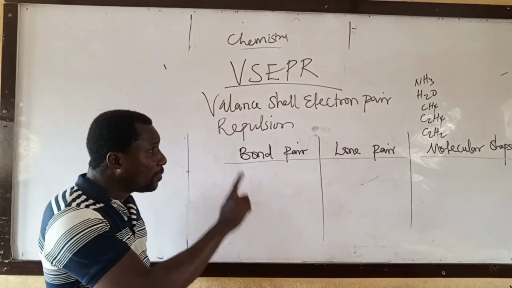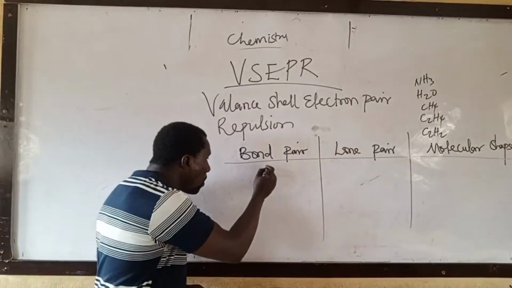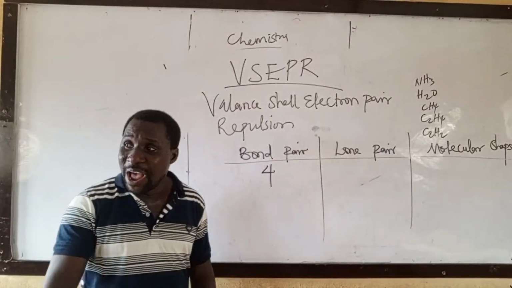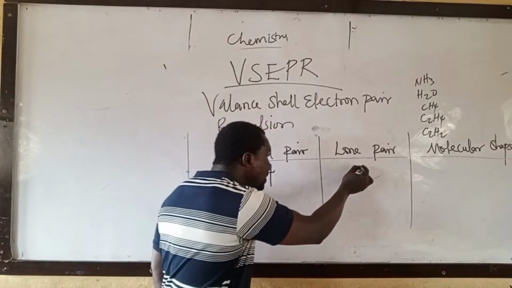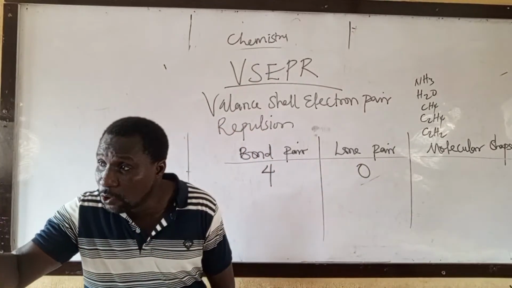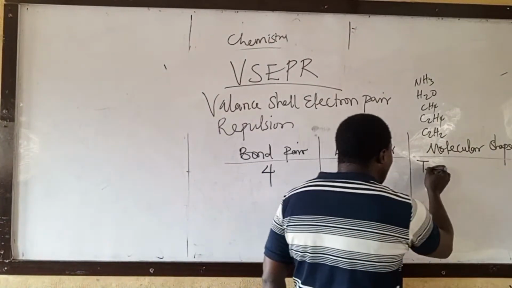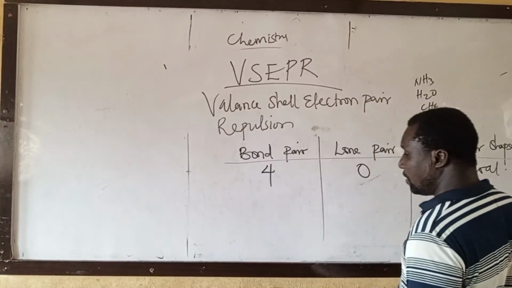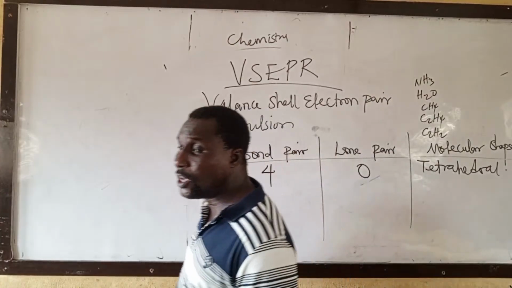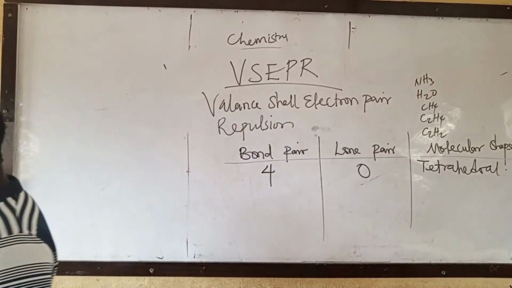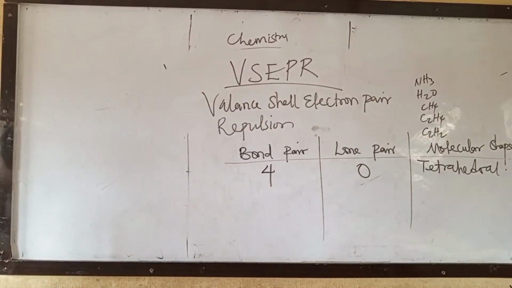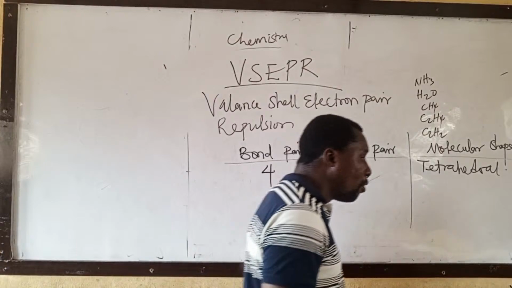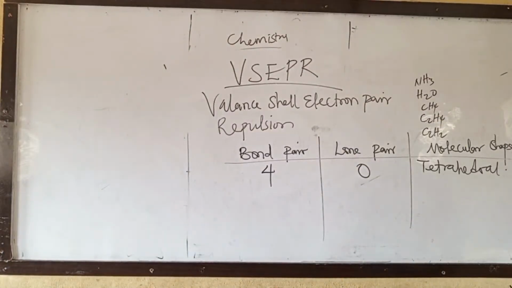When you have bond pair to be 4, and you have lone pair to be 0 in a molecule, the shape will be tetrahedral. That's that. When you have bond pair to be 4 and lone pair to be 0, the shape of that molecule is tetrahedral.